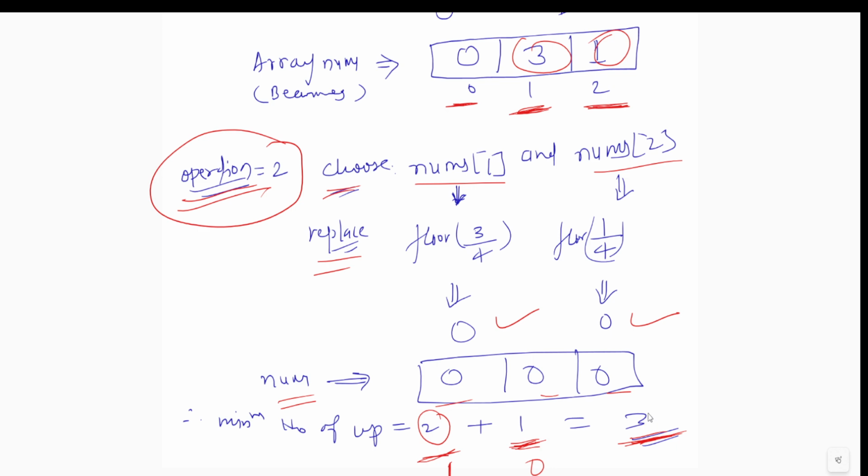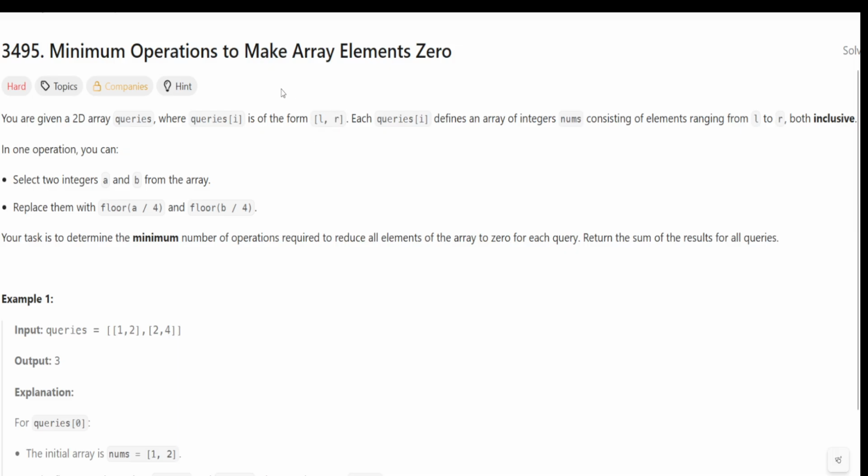Okay, so that's all we have here for example 1. Let's continue to understand the problem statement. So let's understand some idea to understand how to approach this type of problem.